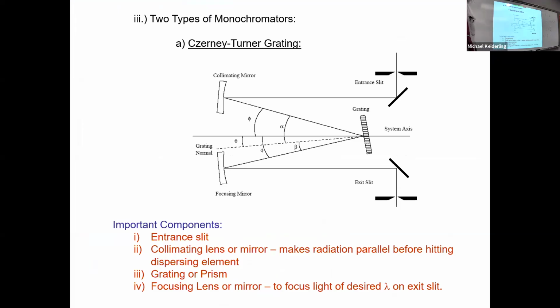So here is an example, a Czerny-Turner grating monochromator. You have an entrance slit, a collimating mirror, the grating. You can change the angle of the grating, another focusing mirror, and an exit slit. And you rotate the grating to change what wavelength you're selecting.